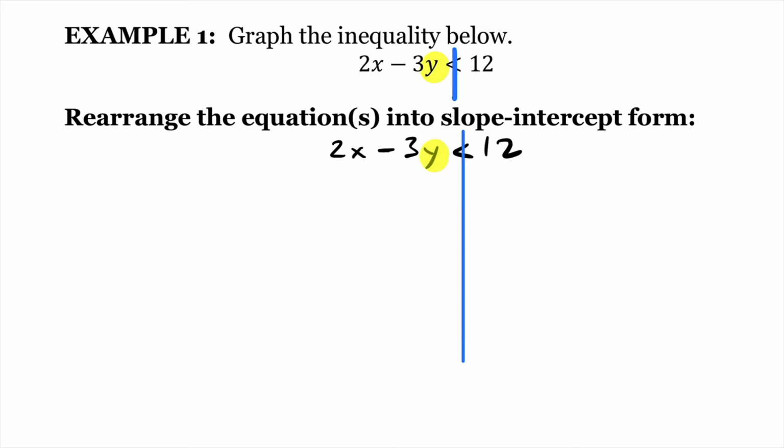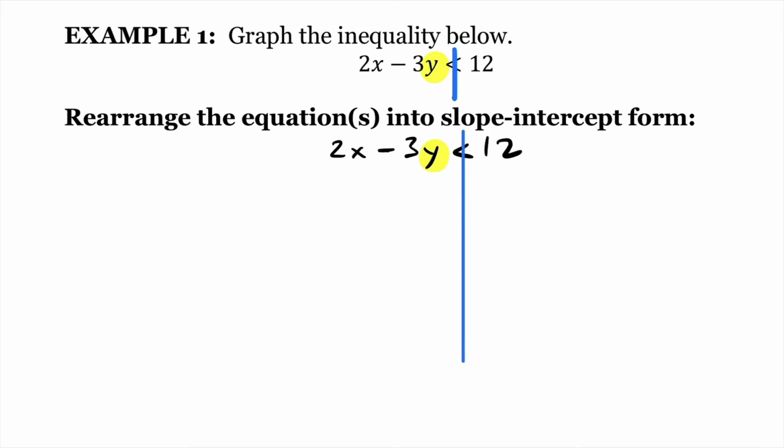Okay, so the yellow one is the one I want. Everything else I want away. So 2x I don't want. I want it on the other side. The -3 in front, I don't want. I just want the y. Well, -3 is -3 times y, so we're going to do that last.